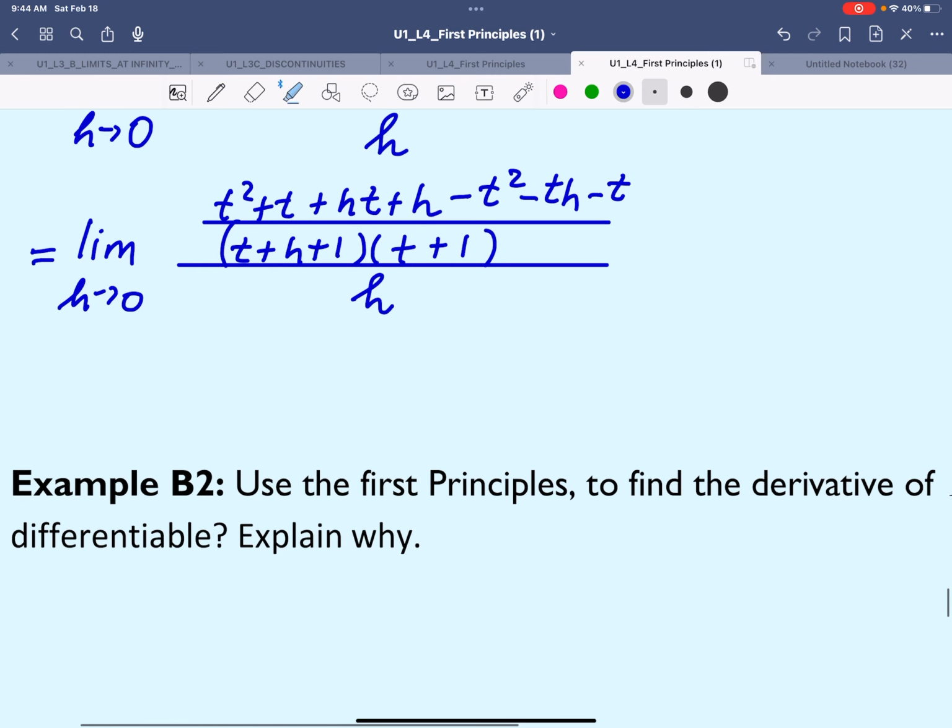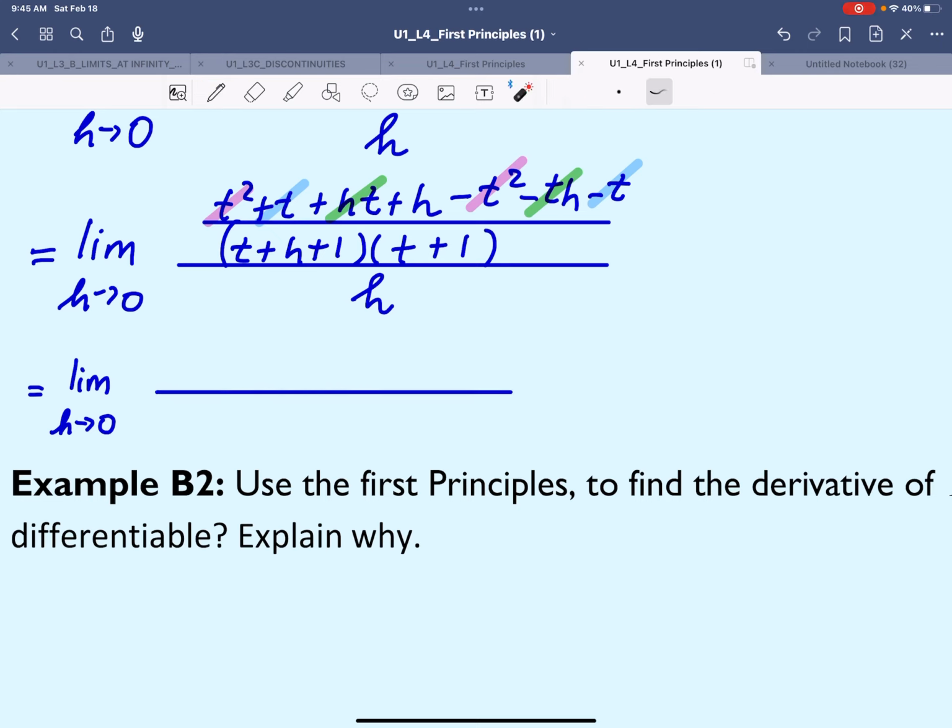Now let's see what we can simplify here. This is the fun step. You see that t squared and negative t squared will add to 0. Negative t and positive t also add to 0. And notice that here we have ht and negative th, like terms, they add to 0 as well. So let's rewrite the limit one more time in a more simplified form. You see that the numerator will be just h, denominator t plus h plus 1 times t plus 1, over h.